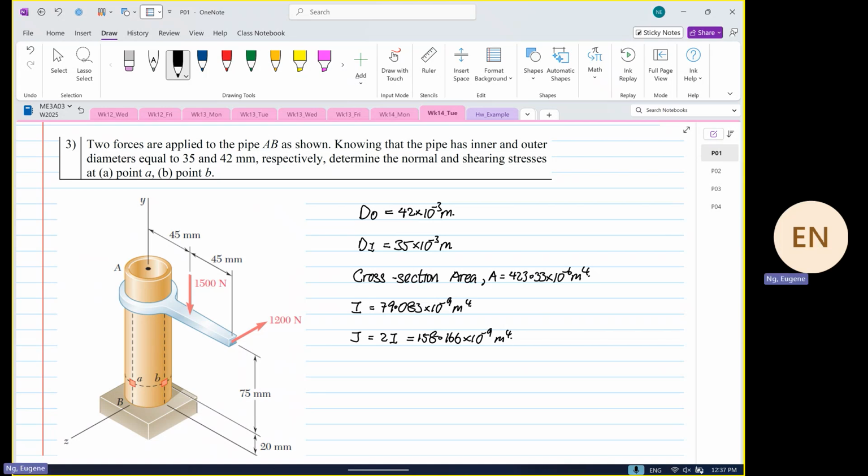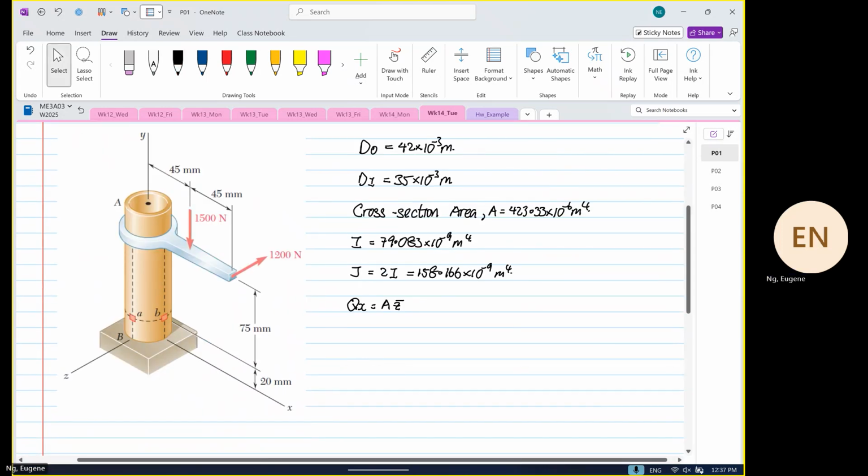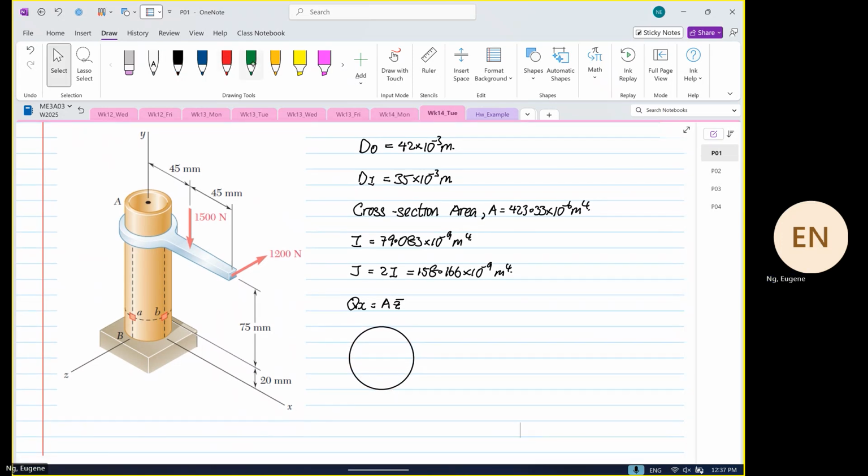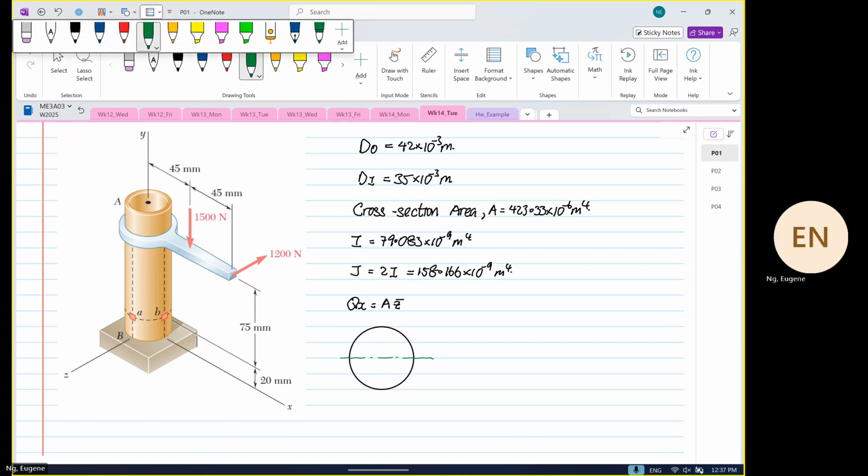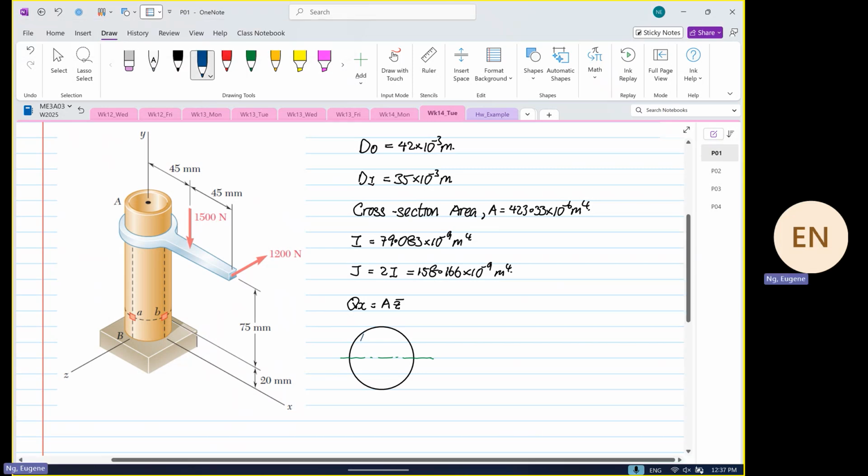The next one is Qx, which is equal to A Z bar. Okay. So what this means is the rule still applies that the first moment of area cannot cross the what? Centroid. So if this is our centroid, this is the area that we have to take.